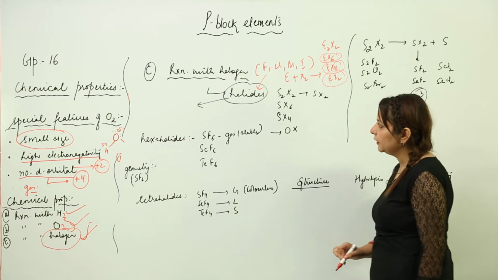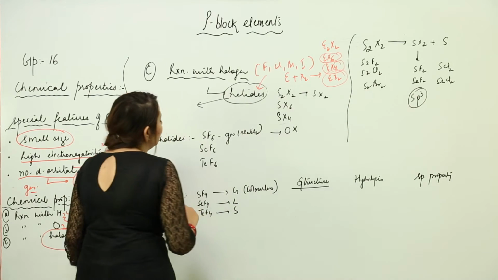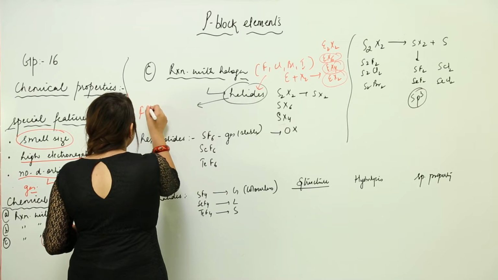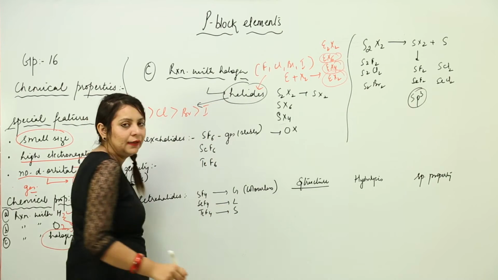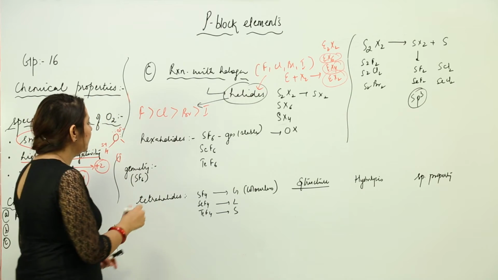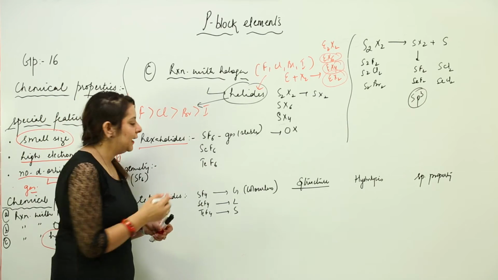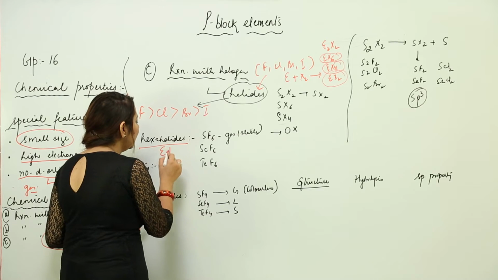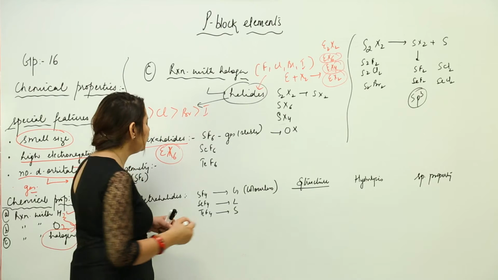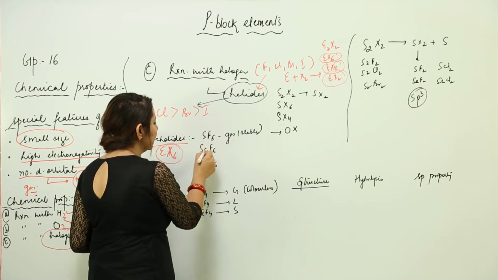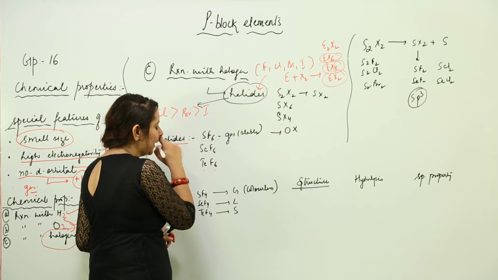So this is the hexahalide, this is the tetrahalide, this is the dihalide. And if we talk about the stability of the halides, we know that fluorine is more stable, chlorine is less than that, bromine is less and iodine is least. So first we will talk about hexahalides. Hexahalides means of the formula EX6. So let us take an example of fluorides of this group. So it is SF6, SeF6, tellurium hexafluoride.